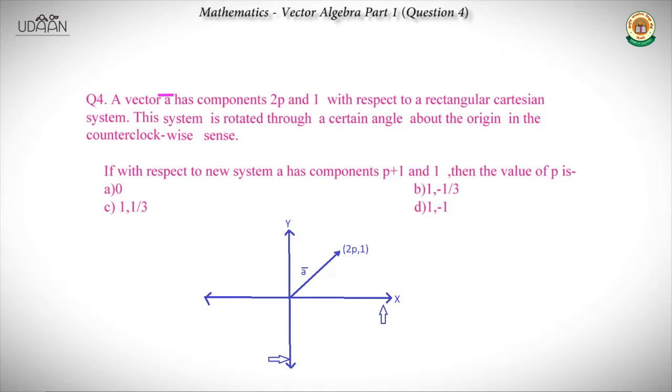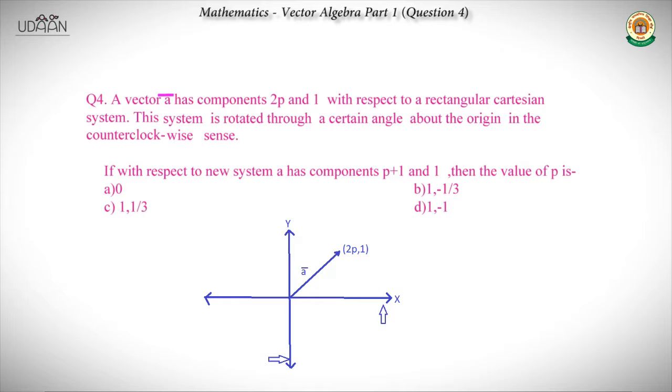Moving on to the fourth problem, it says that a vector A has components 2p and 1 with respect to a rectangular Cartesian system, which is what we are familiar with. This system is rotated through a certain angle about the origin in the counterclockwise sense. If with respect to the new system, A vector has a component p plus 1 and the other component is 1, then we need to find the value of p. So it involves the rotation of the coordinate system, and we need to find the value of p such that the new components are these. So how do we get on with that?